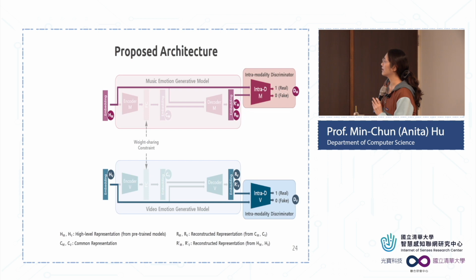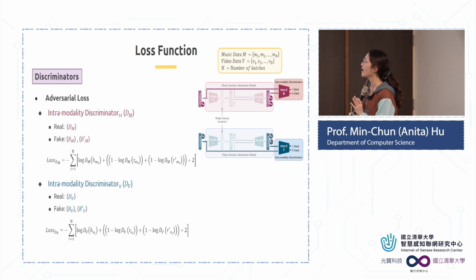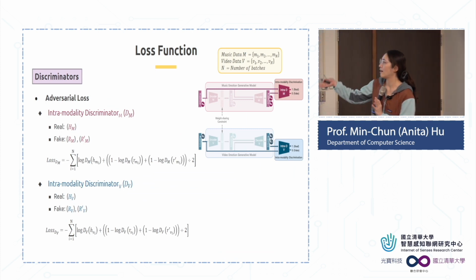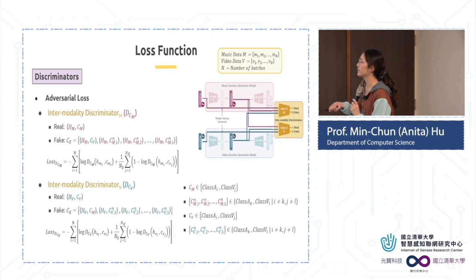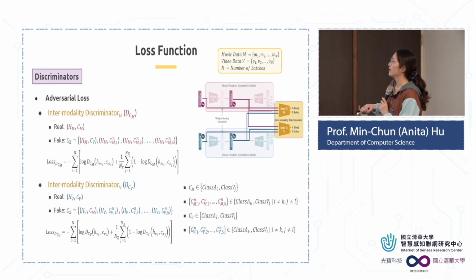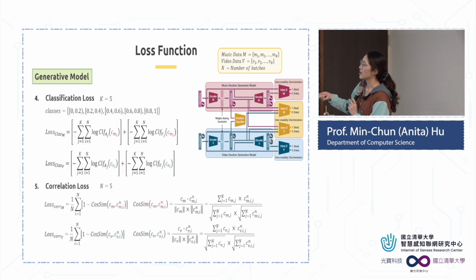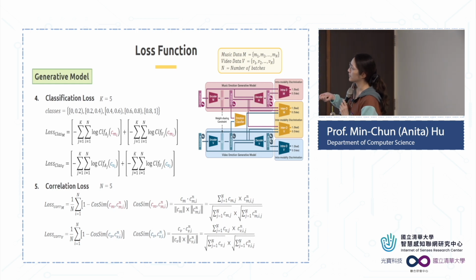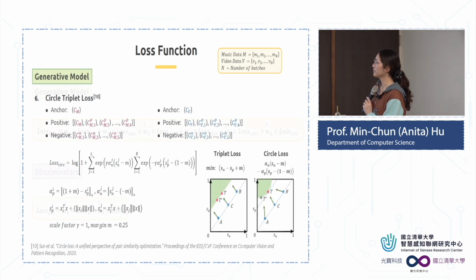So here, due to the time limitation, I will skip the details of how we design the loss functions, but I list all the loss functions we design here for your reference. For the discriminators, we design the adversarial loss for both the music and the video part. And we also use the reconstruction loss, the distance loss, the classification loss, and the correlation loss to constrain the decoders and the encoders. Okay.